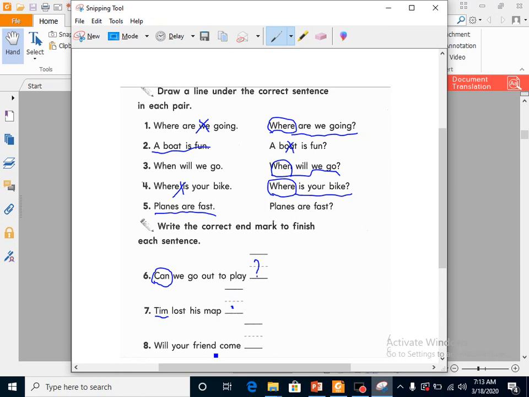Number eight. Will your friend come? Can you answer this one? Yes, he will, or I can say, no, he won't. So, this one is a question, because I have here "will." "Will" is a question word. And if it's a question sentence, I will put a question mark here. Very good.